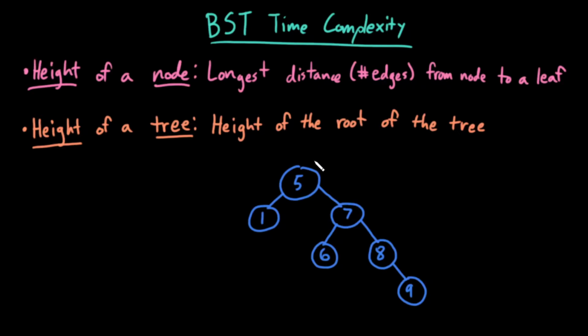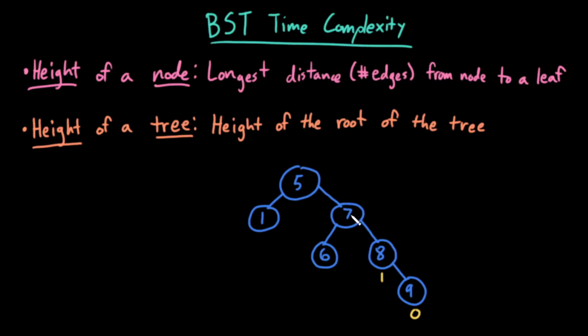So in yellow, let's mark down the heights of each of the nodes here. 9 is a leaf, so the distance between 9 and a leaf, in terms of counting number of edges, the longest possible distance is 0. 9 is the leaf, so there are no edges between 9 and a leaf because it is a leaf. So the height here is 0. 8, the only leaf below it is 9, and the path from 8 to 9 has 1 edge, so the height of 8 is 1.